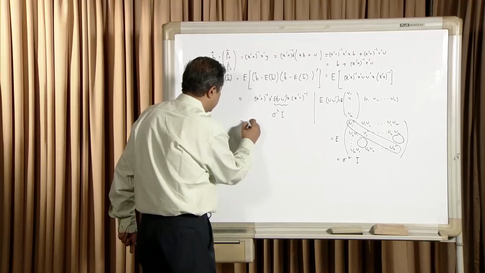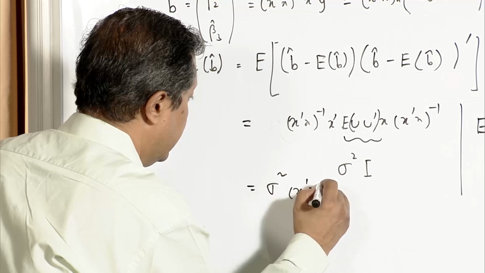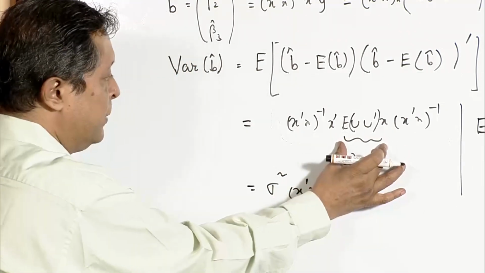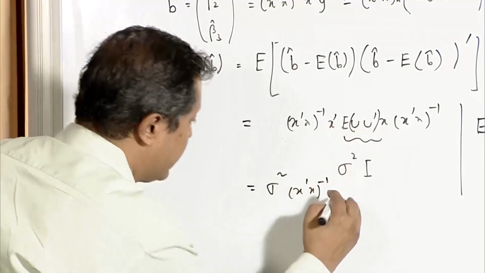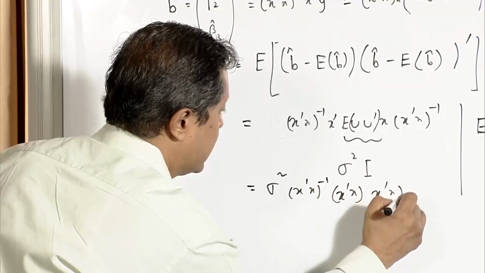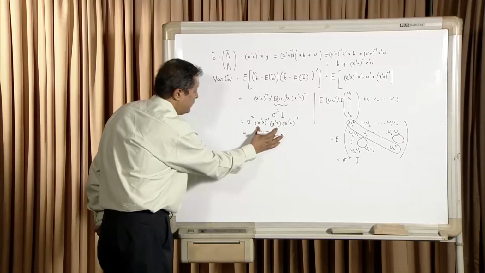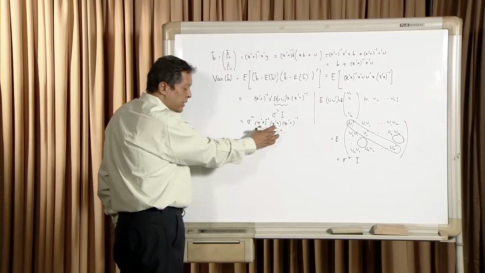Let us put this result over here. Then what do we get? Sigma square x prime x inverse, that is the term in the middle. Then we have x prime x again. Finally, again we have x prime x inverse. So, that gives us a nice result, because the first two terms give us the identity matrix.